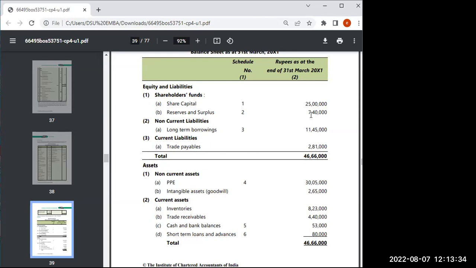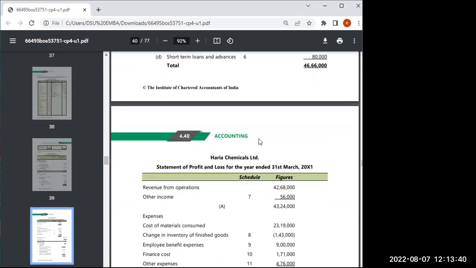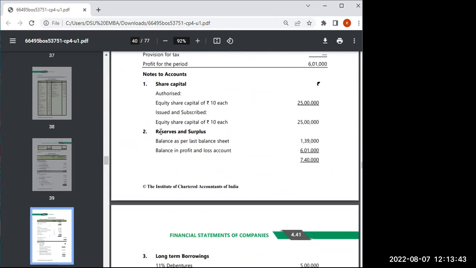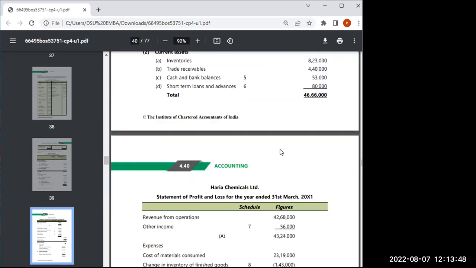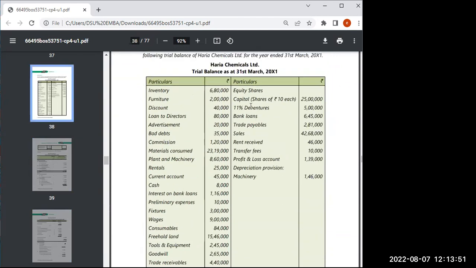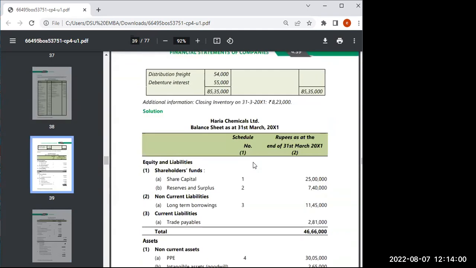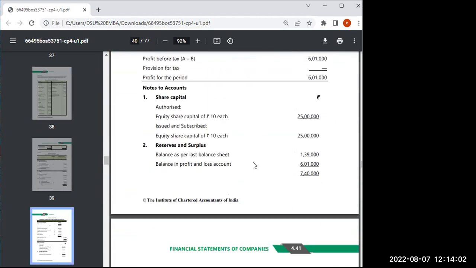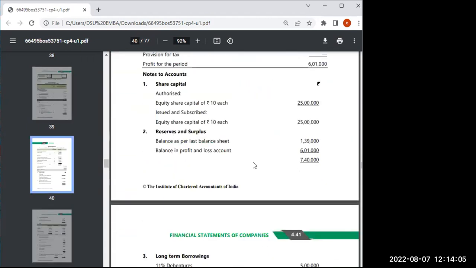They have done the same thing. Just look at it. Go to note number 2. Look at this: balance as per the previous year balance sheet. What was the balance given there? Look at the balance sheet, liability side or credit side. 1,39,000 is the profit and loss account balance of last year. 1,39,000 is the opening surplus. Last year's closing is the current year's opening. Okay.